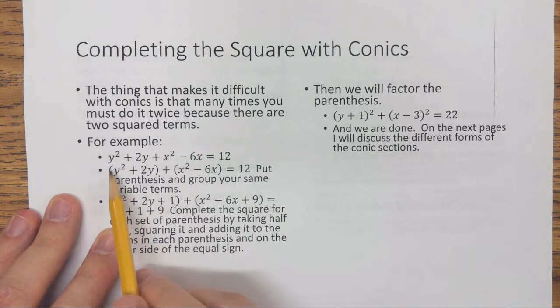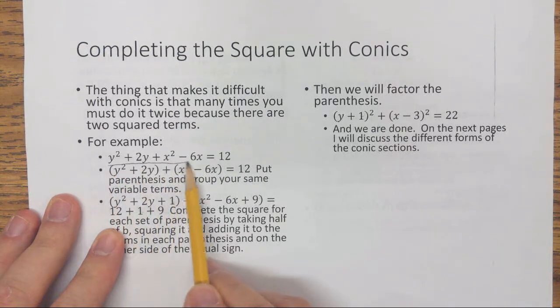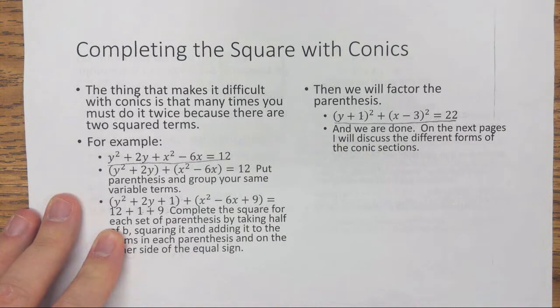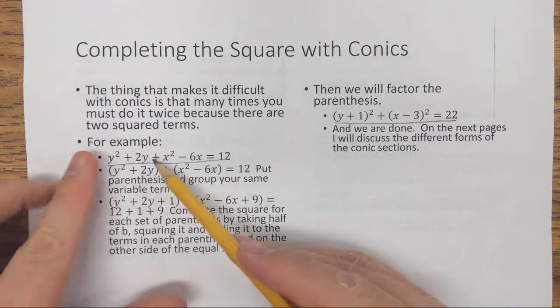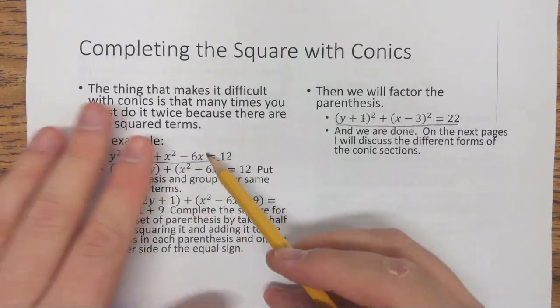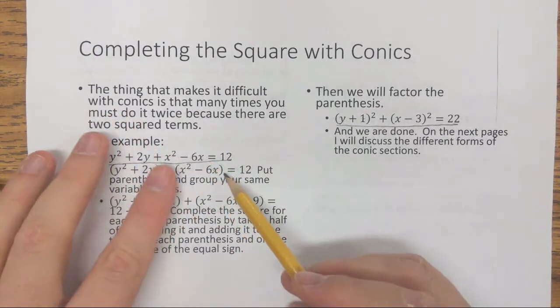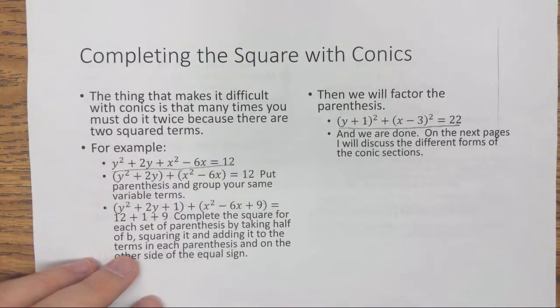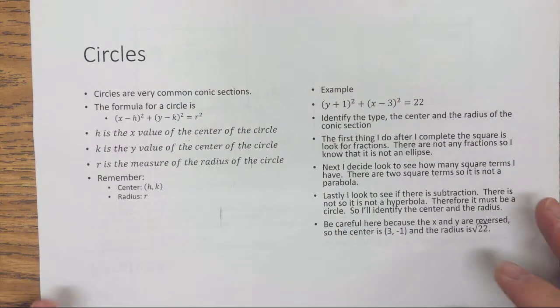So this is the biggest, hardest part of doing conics: you have to be able to complete the square. Again, if you don't remember how to do it, then come and talk to me about it. The other thing about doing this too is make sure you group your same variable terms together. It'll help organize your thinking and make it easier to complete the square. Alright? Alright. Let's take a look at circles.